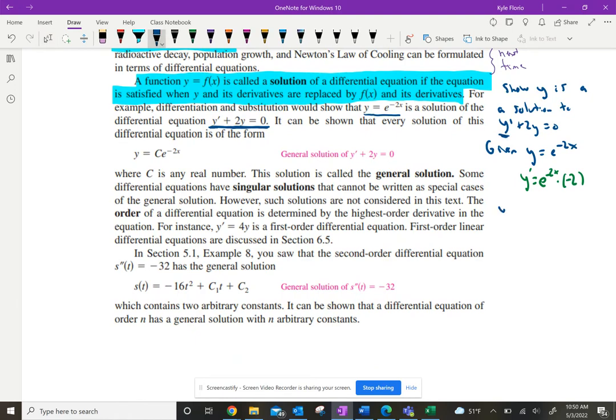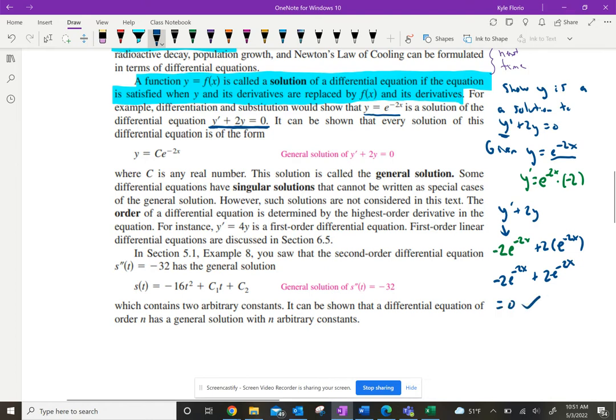So what we need to do now is check that if I plug that in for y prime. If I replace this equation, y prime plus 2y, y prime we just said is e to the negative 2x times negative 2, which is just negative 2e to the negative 2x, plus 2 times y, and y we are given is e to the negative 2x. This should be 0. And maybe if you don't see it yet, this is just negative 2e to the negative 2x plus 2e to the negative 2x. Those do cancel out, and we do get 0.